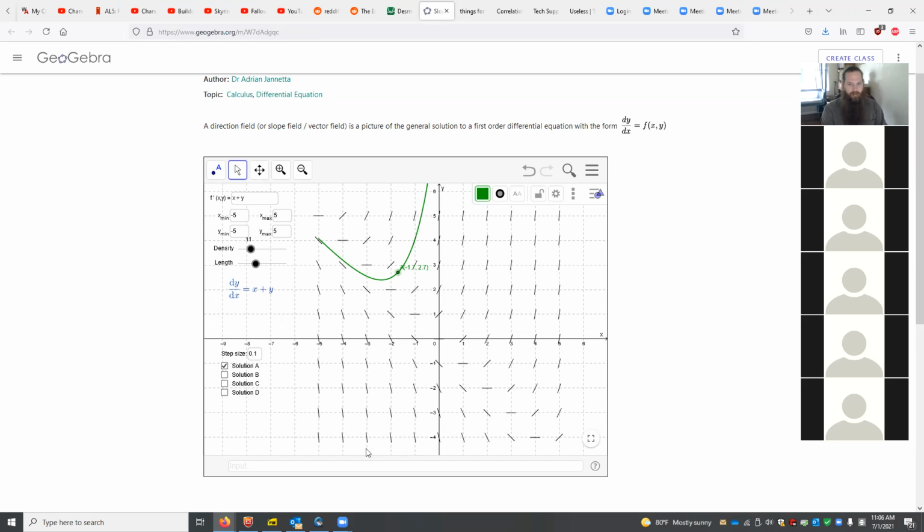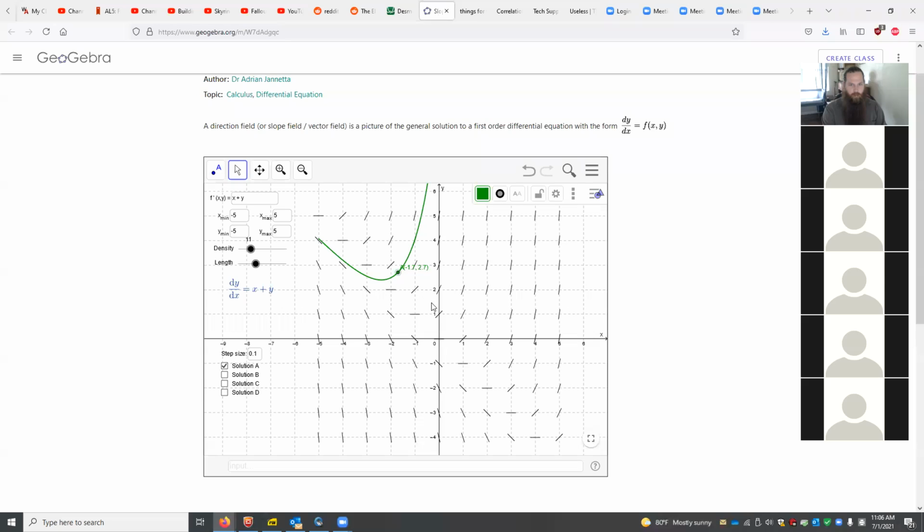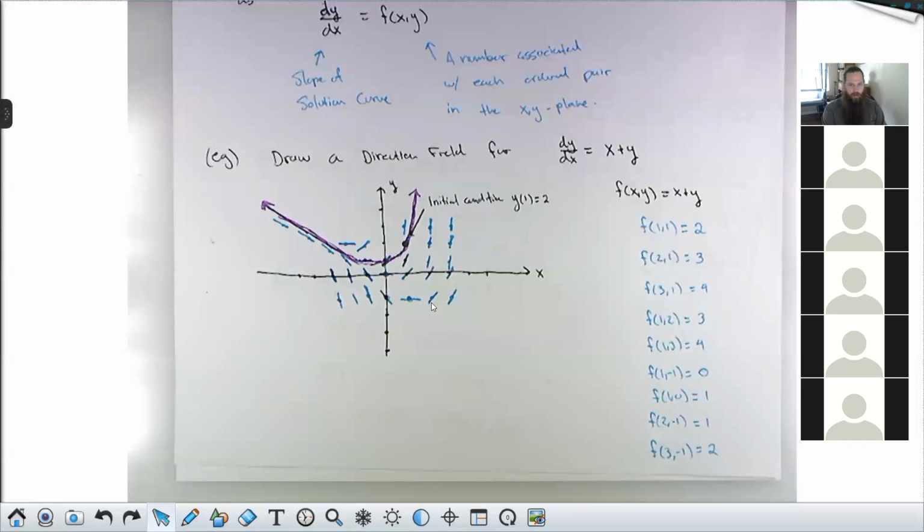Oh, and here it is. Yeah, this is the one that I showed you at the end of class last time, just thinking about a simple example. So what did we do? Here's the one we drew by hand. Here's the one from GeoGebra. We did a pretty good job, I've got to say.